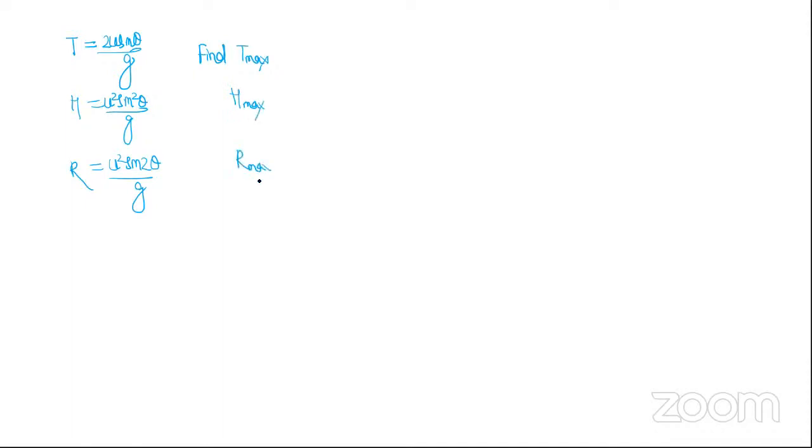We know time of flight equal to 2u sin theta by g, right? We know maximum height equal to u square sin square theta by 2g, right? We know R equal to u square sin 2 theta by g. Now my question is, find T max, H max, R max. I can change theta. So now you think, what should be theta so time becomes max? What should be theta so that H becomes max? What should be theta so that R becomes max? And find those maximum values. Try.